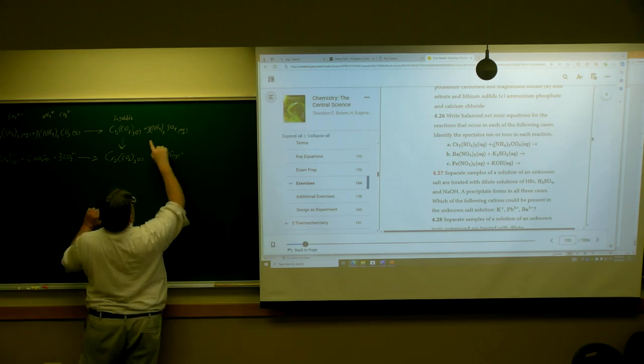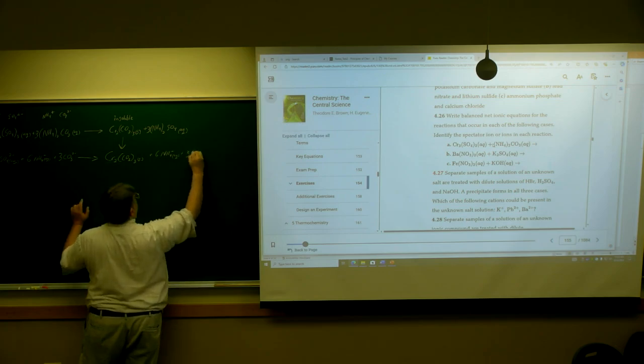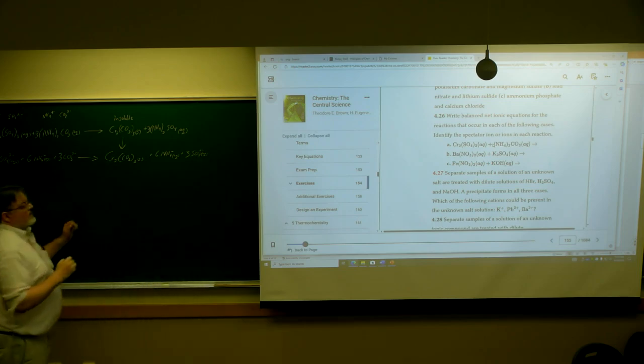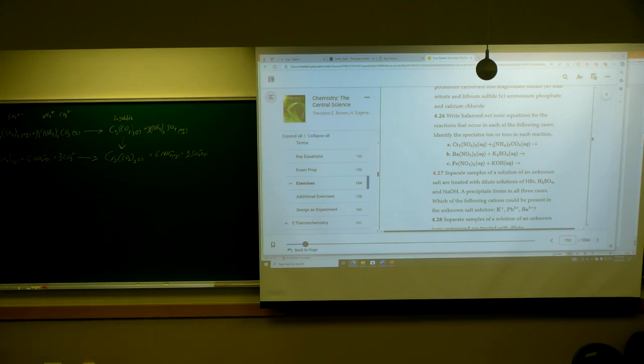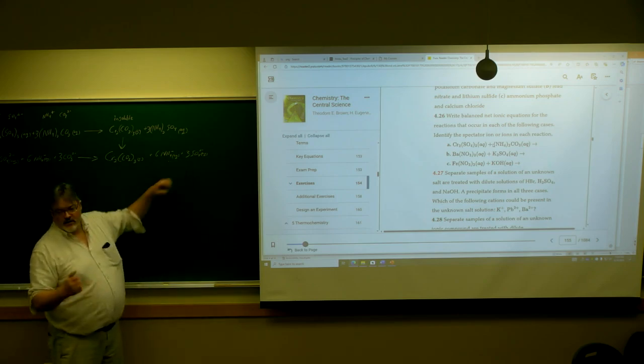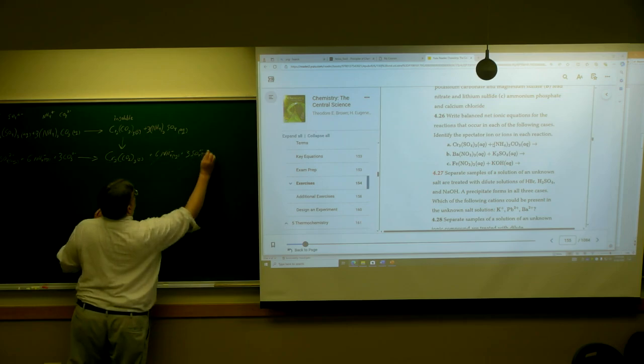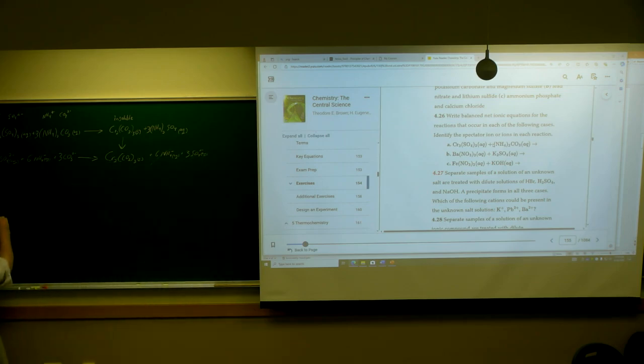Aqueous plus 3 SO4. Okay, so what are the spectator ions? Do you remember what spectator ions are? The spectator ions are the ones that are still ions over here. They don't come back together. So it's the spectator ions that we drop out. It's SO4 and NH4.